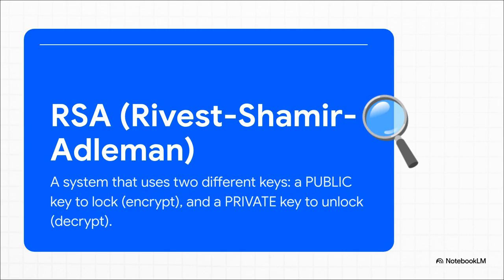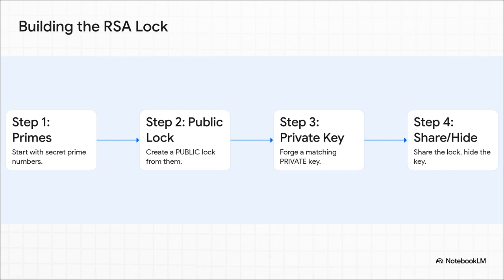Well, RSA brilliantly solved this by creating two different keys that are mathematically linked. One to lock and a totally separate one to unlock. So how do you actually make one of these? Well, you start with two gigantic, secret prime numbers that only you know. From those, you generate two new things, a public key, which is basically an open padlock, and a private key. Now, you can give your public key to anyone, shout it from the rooftops. It can only lock things. But the private key, the only thing that can unlock them, you keep that completely to yourself.